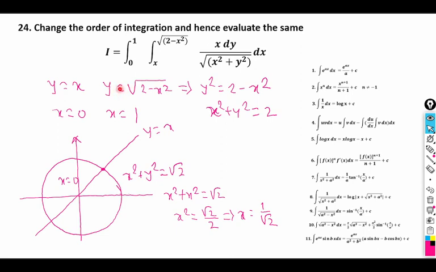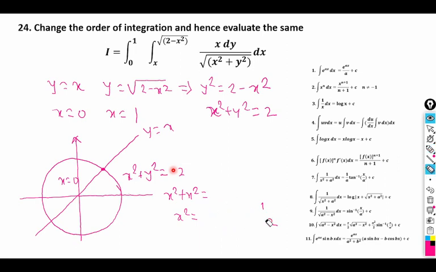When I squared both sides, y square equal to 2 minus x square. So x square plus y square is 2 only, not root 2. Here I made a mistake, I wrote root 2 here. This is my silly mistake, and hence this is not root 2. Here it is 2 only. Now if we use this, x square plus y square is 2.